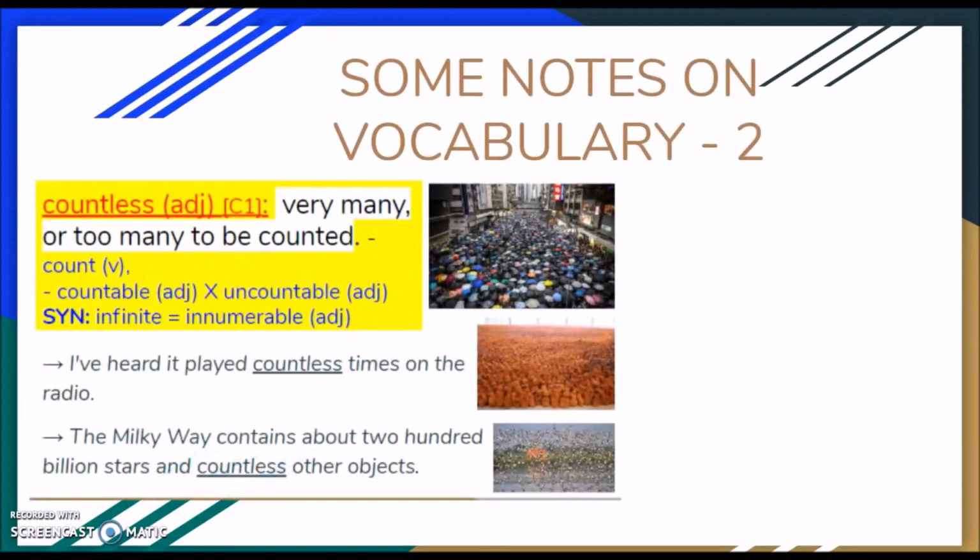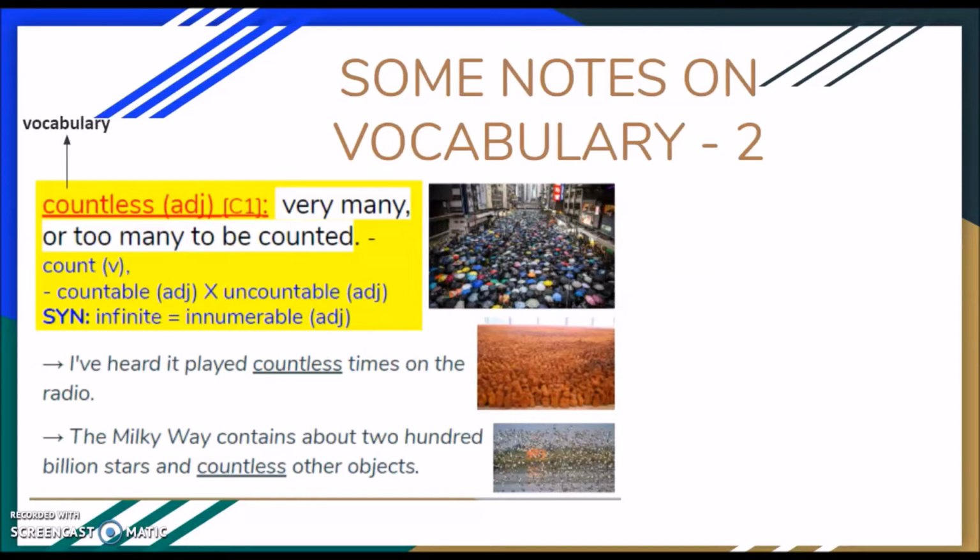Secondly, this is a kind of system in this vocabulary PowerPoint presentation, and my students already know that, they're very familiar with those kinds of things, but I have to make it clear for you guys as well.